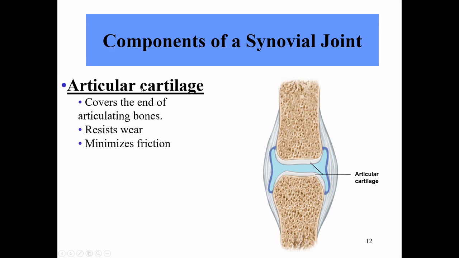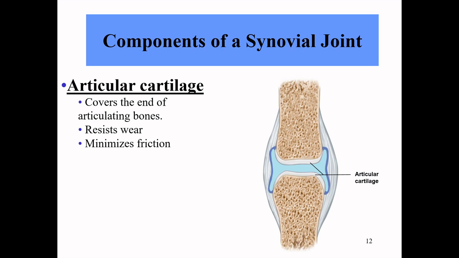So we're going to start with articular cartilage. That's our first component of a synovial joint, and it covers the ends of the bones that are making up that joint, or the ends of articulating bones. The bones that come together to form this joint, the ends of those bones on each end are covered in this shiny, super strong white material. And you can see that in our picture.